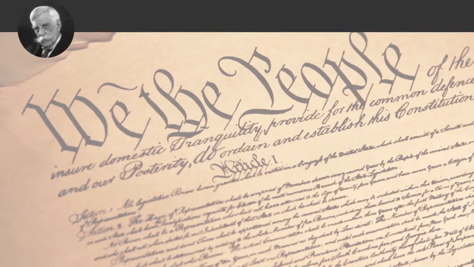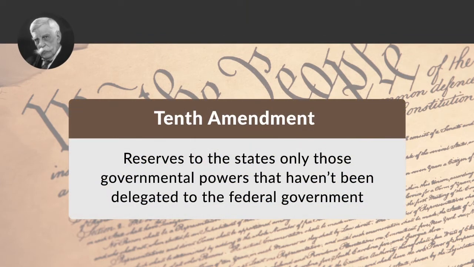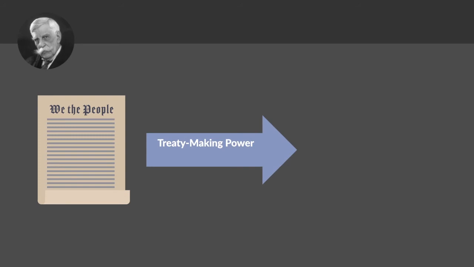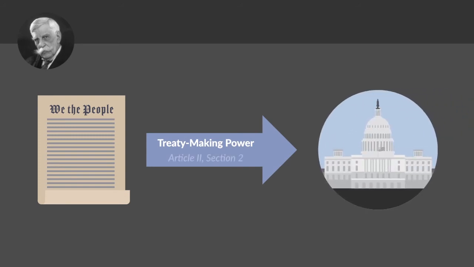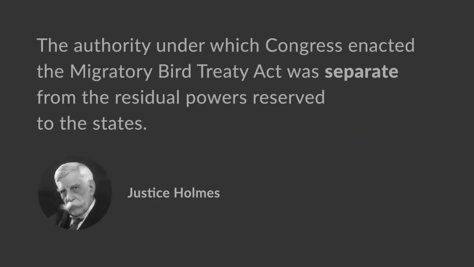The court rejected the state's argument, reasoning that the 10th Amendment didn't apply here. The 10th Amendment reserves to the states only those governmental powers that haven't been delegated to the federal government. Here, the case dealt not with an ordinary statute, but with a treaty, and the treaty-making power has been delegated to the federal government under Article 2, Section 2 of the Constitution. Therefore, the authority under which Congress enacted the Migratory Bird Treaty Act was separate from the residual powers reserved to the states by the 10th Amendment.